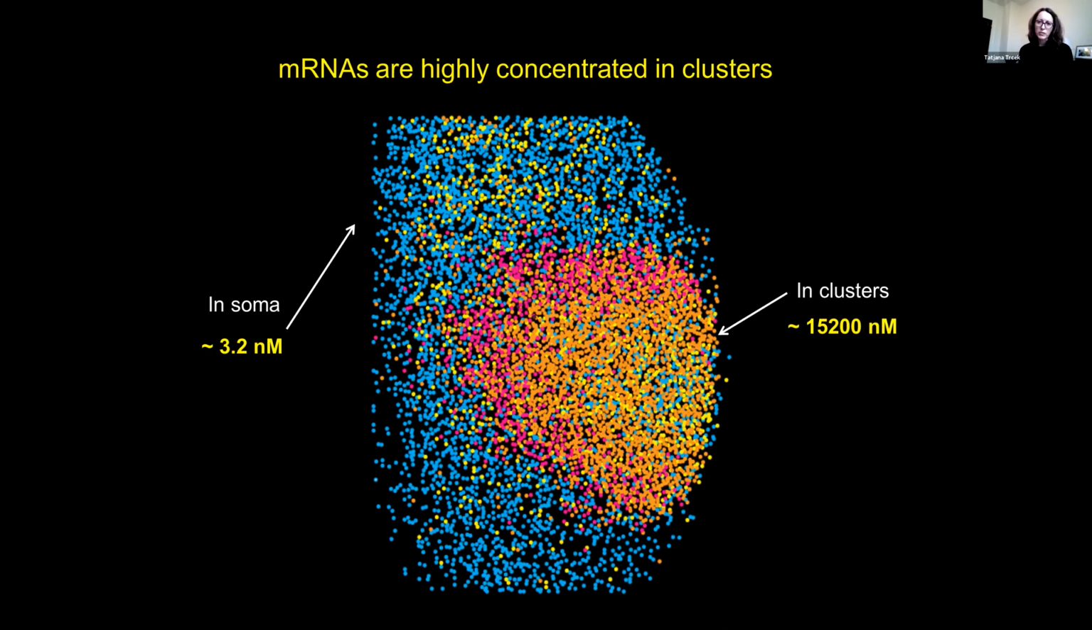What was fascinating to us was the measurement that outside of the posterior pole, in the somatic regions of the embryo, mRNAs such as nanos have a certain concentration. We measured about 3.2 nanomolar. But once they come to the posterior pole and form these clusters, they become highly, highly concentrated, almost a 5,000-fold increase in the concentration within these clusters. So there's plenty of opportunity for the mRNAs to become engaged, possibly in promiscuous and potentially deleterious interactions that would not be beneficial for the embryo. But this is not what we see. Actually, this embryo is perfectly fecund.